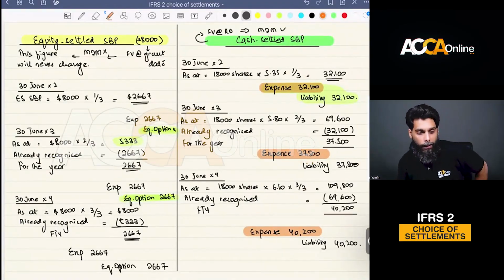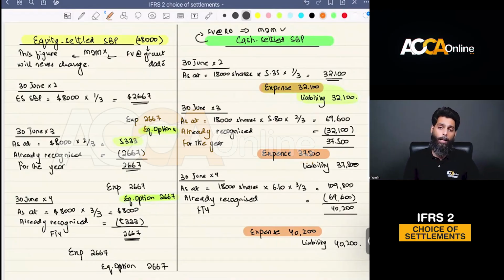Initially, we determined that the cash alternative would have a worth of $90,000, but here we are recognizing an expense of almost 109,800. Why is that so? Any ideas? Yes. Excellent answer. Because we mark to market.